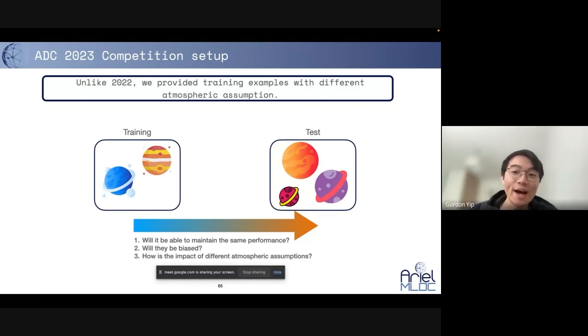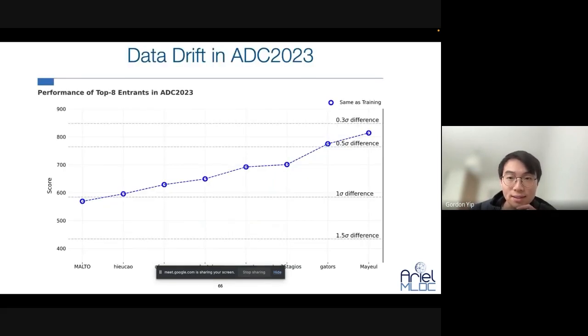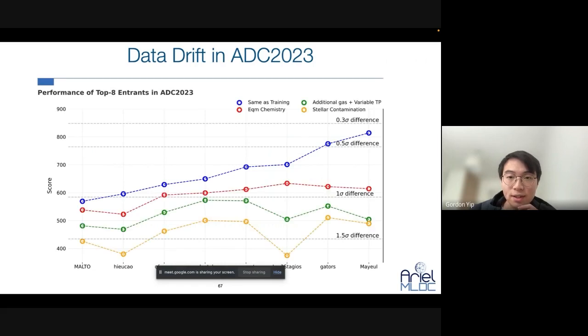Thank you very much. For the 2023 edition, we changed things up a little bit. Because we only gave them one training example in 2022, we gave them extra examples with different atmospheric assumptions. Will that actually help? Because usually in machine learning, if you have a more diverse dataset, it might help. Again, this is the blue line when it's the same as training. Again, we're seeing the same phenomenon: when you have different atmospheric assumptions, they don't work at all.